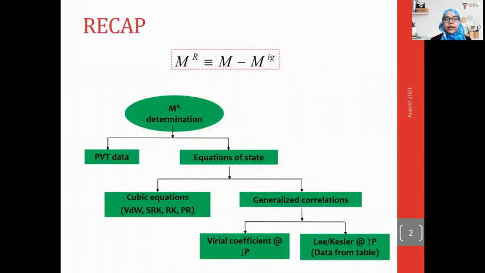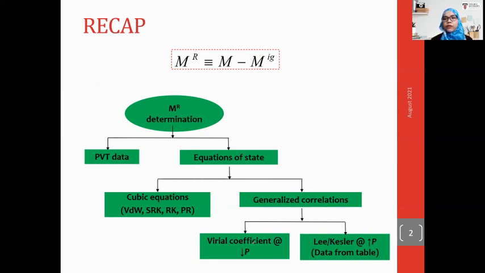Firstly, we have learned about the residual properties. The residual properties is based on the actual minus the properties in the ideal gas. The residual properties can be determined by using the equation of state. Usually we're gonna use the generalized correlation by identifying the range of the pressure.